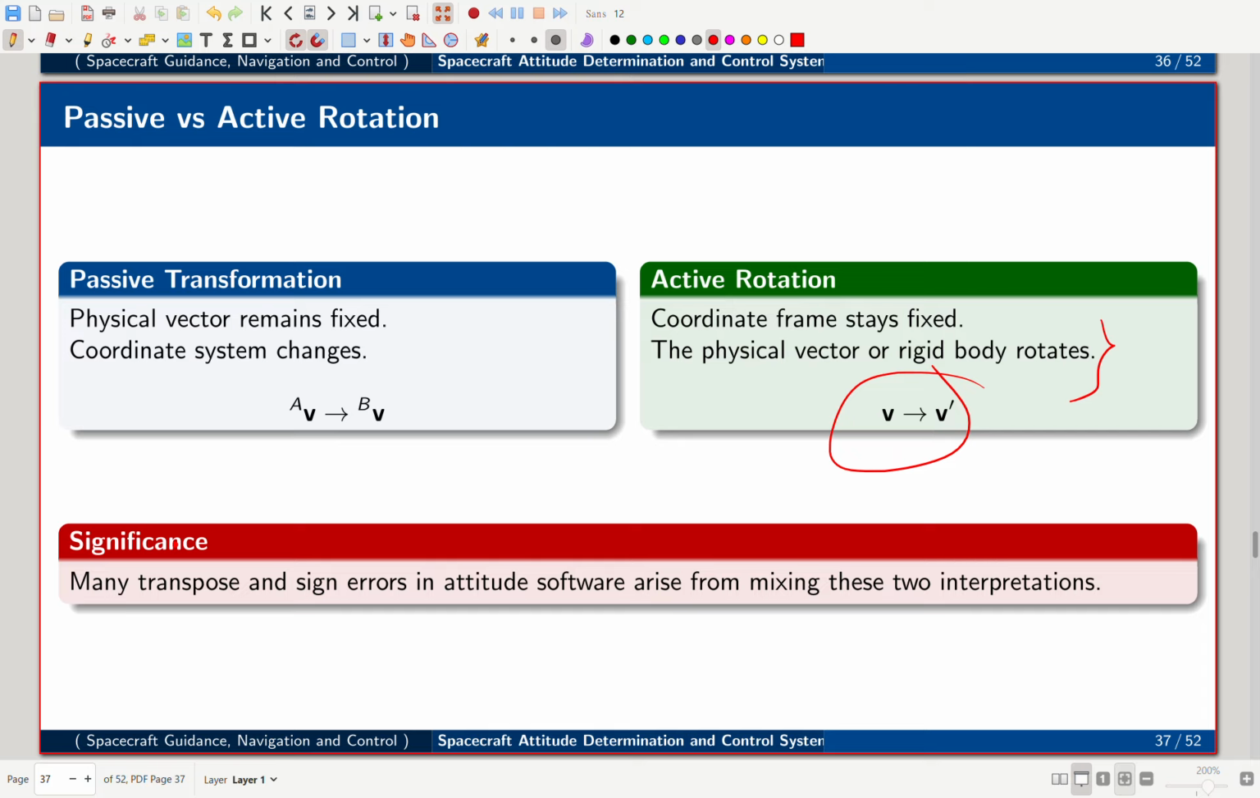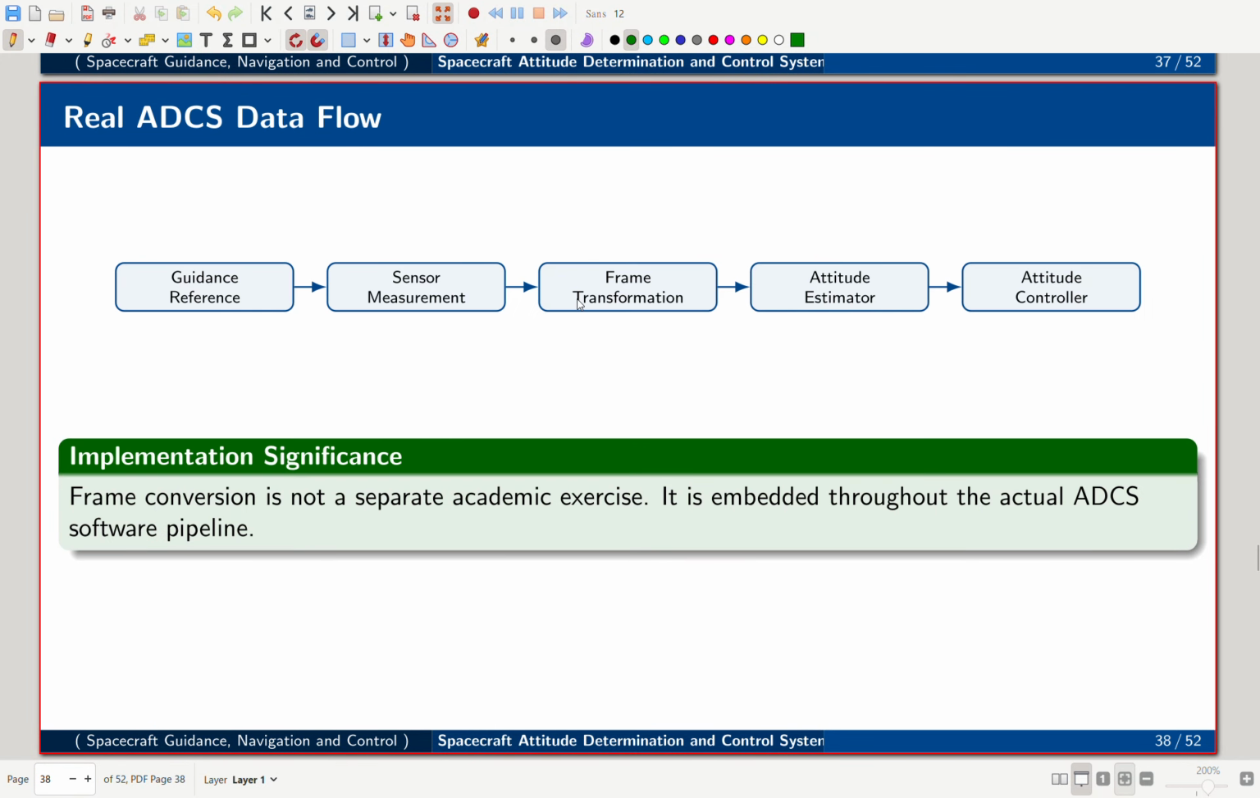So this is terminology we have to understand here, because there are various frames, and various parameters to be considered for various frames, right? Significantly, many transposition errors in attitude software arise from mixing these two interpretations. So this is very important. We have to take care to understand that. We will try to repeat these things as much as possible in our coming lectures, so we will get more familiarity soon.